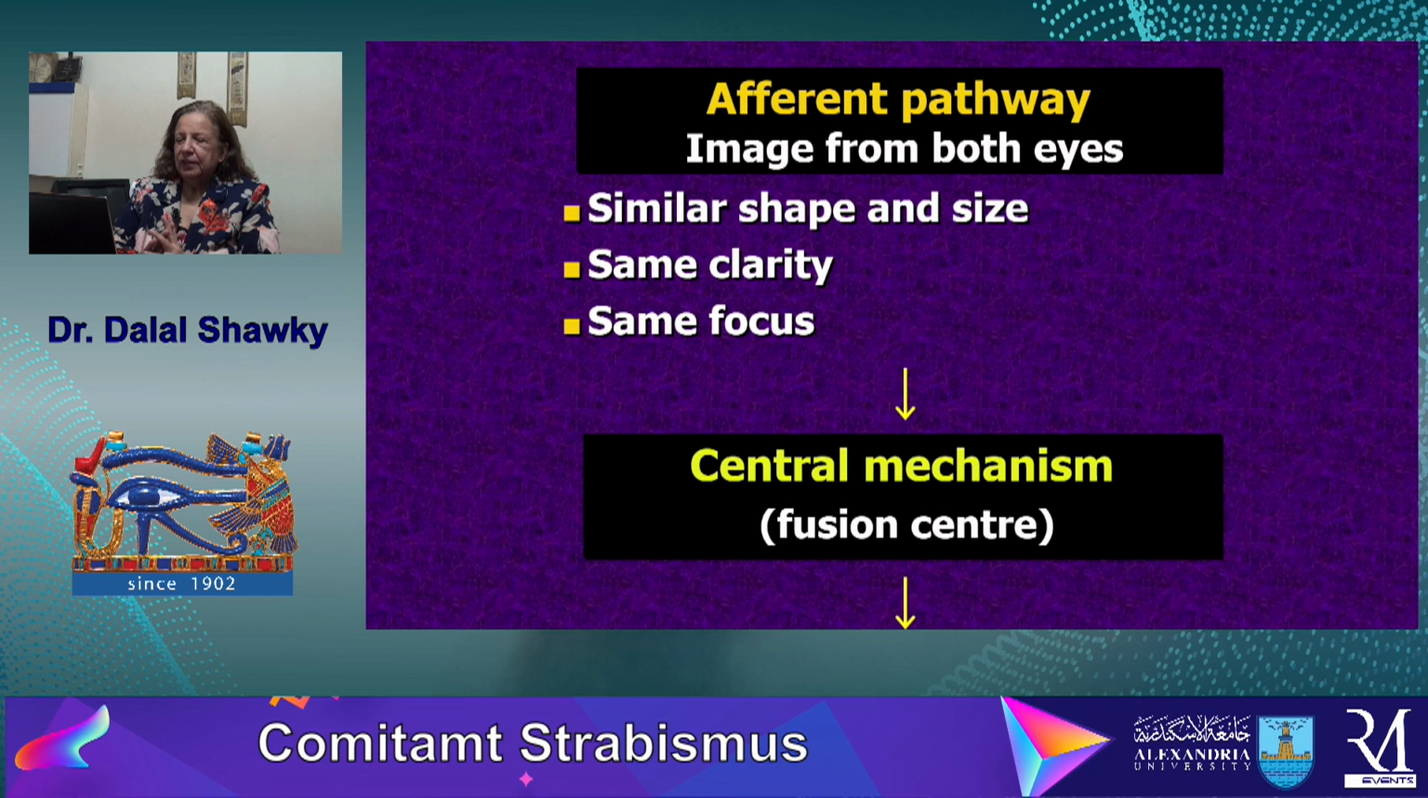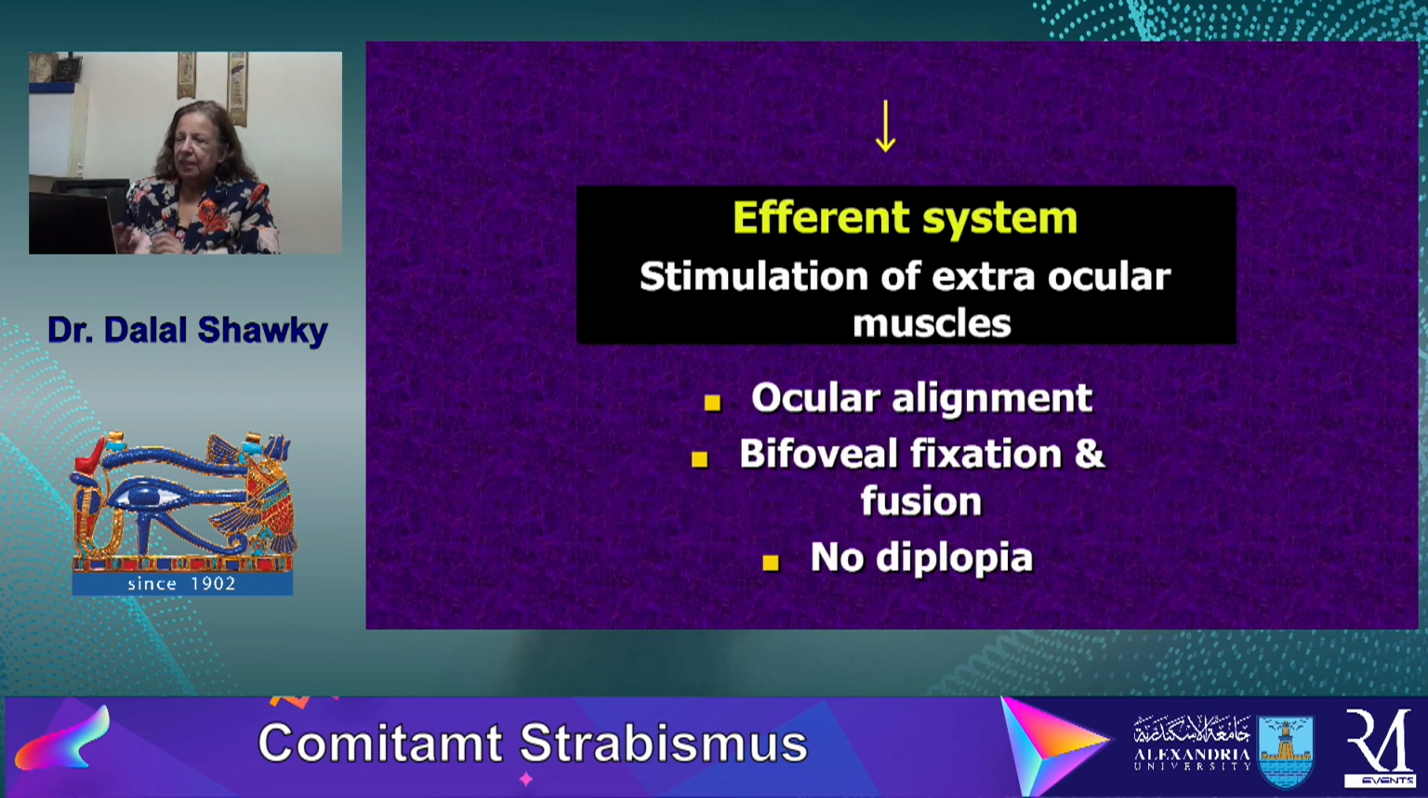Then, to preserve this as one image with no diplopia, there are impulses going to the extraocular muscles through the efferent system to preserve ocular alignment, to maintain parallelism of the eyes, to maintain bifoveal fixation and fusion, and in this case, no diplopia.